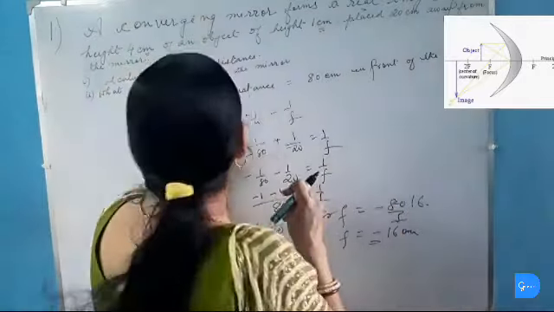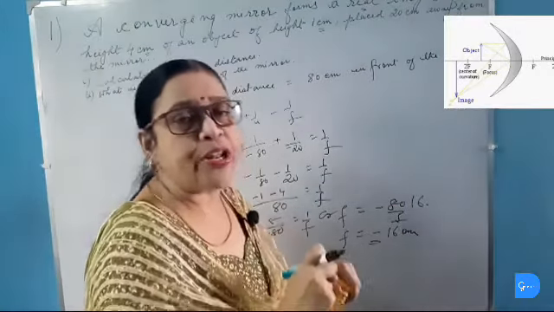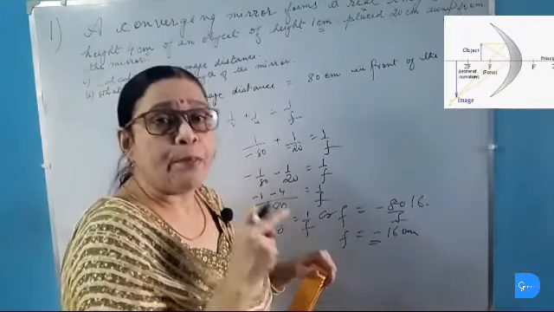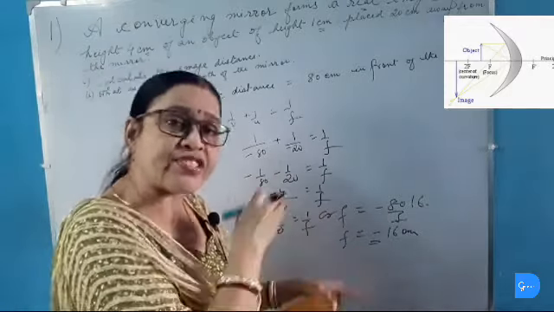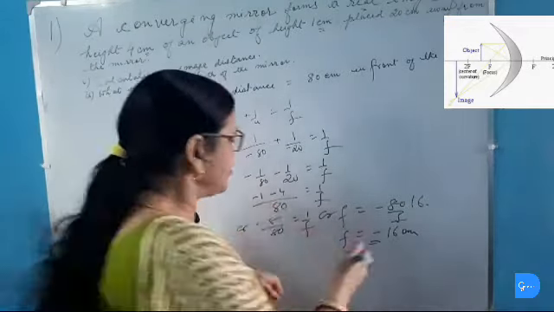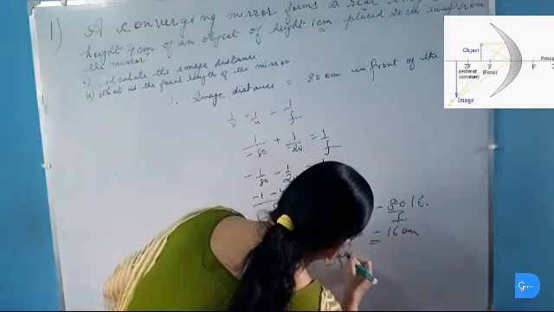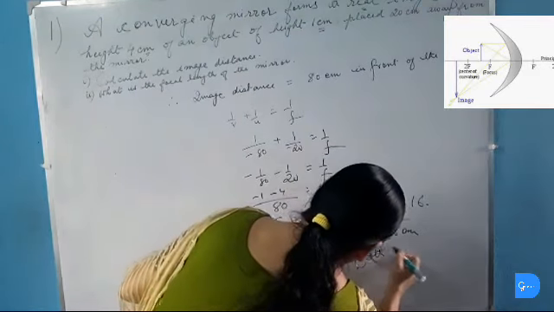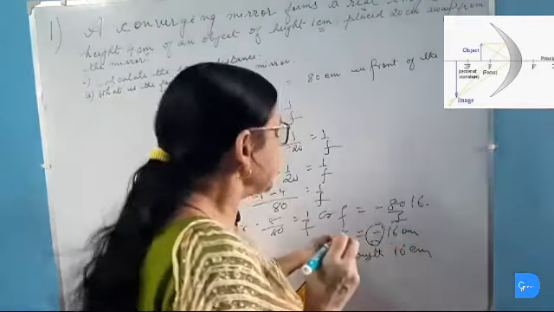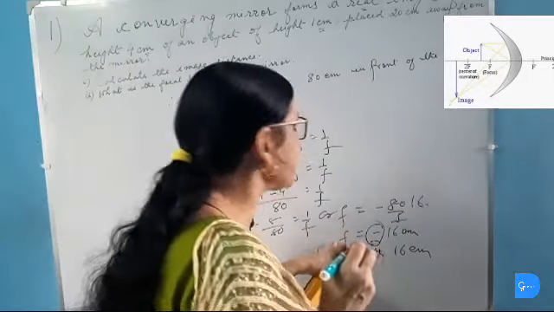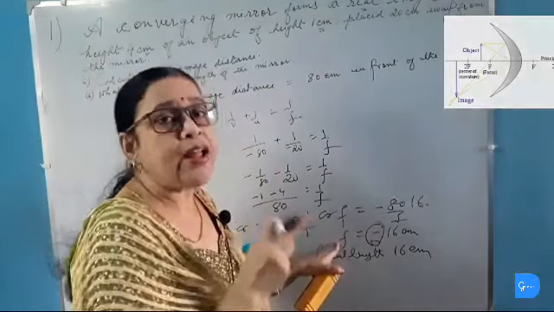Here in case of a converging mirror or concave mirror, the focal length is negative because the focus is on the left side of the mirror or in front of the mirror. So focal length will be 16 cm. The negative sign indicates that the focus is in front of the mirror or on the left side of the mirror.